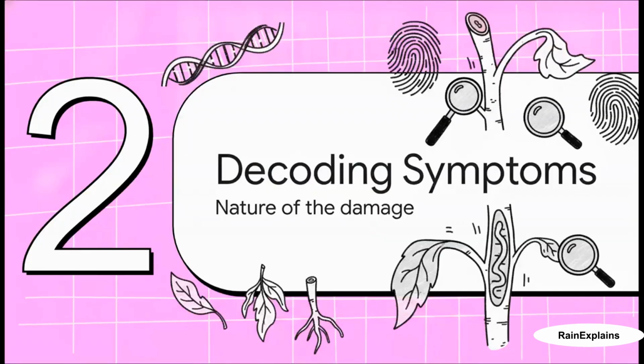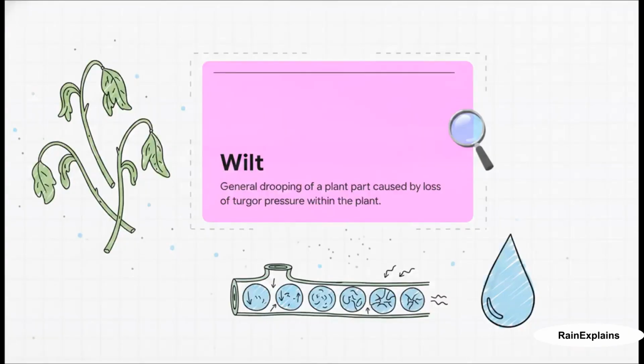Section 2. Decoding symptoms, identifying the true nature of the damage. To identify our culprit, we first have to correctly decode the forensic evidence left behind on the plant. So the absolutely crucial point here is understanding what true wilt actually means in a scientific context. Wilt is defined as a general drooping of the plant, or just a part of it, caused by the loss of turgor pressure within the plant tissue. Now, turgor pressure, that's just the internal water pressure that keeps plant cells plump and rigid. Think of a water balloon. When that pressure drops, you get a mechanical failure, and the plant essentially just deflates.